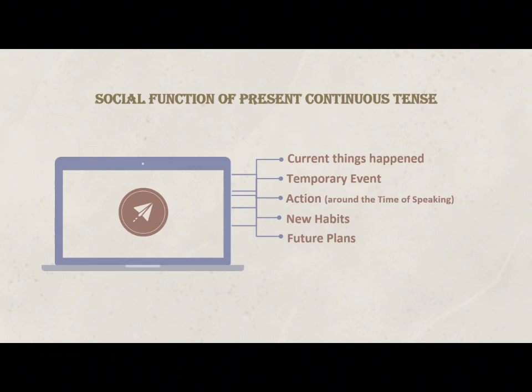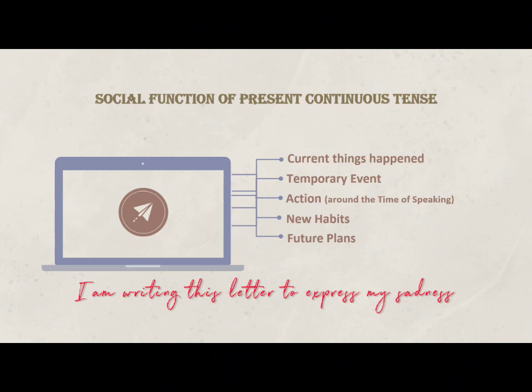And then next, we have the social function in present continuous tense. It's divided into 5. That was current things happen, temporary event, action, new habits, and future plans. Number 1, these tenses generally have a function to indicate the action that is happening. Example, I am writing this letter to express my sadness.